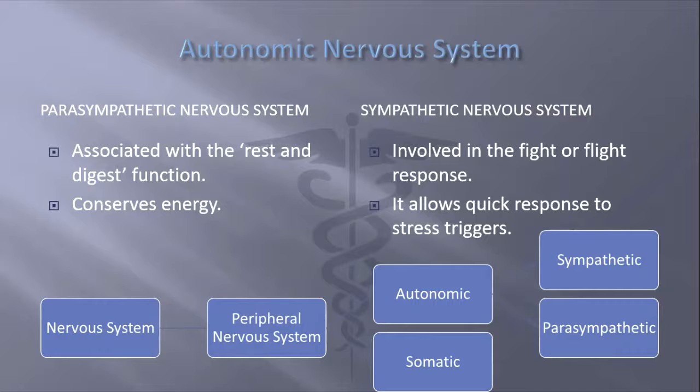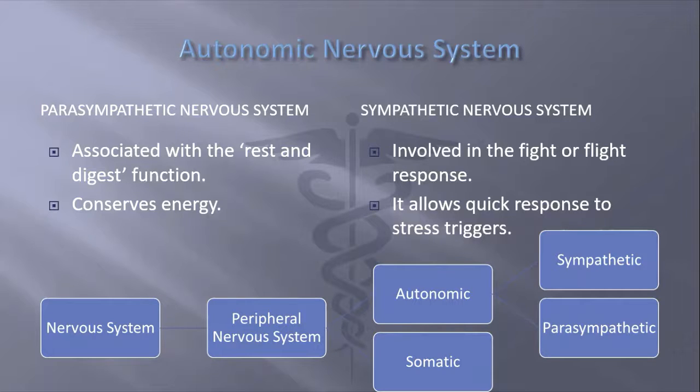We're going to be comparing the parasympathetic nervous system versus the sympathetic nervous system. The parasympathetic nervous system is associated with rest and digest. It acts to conserve energy. In some of the functions, it can allow constriction of pupils, slow the heart rate, and allow digestion to occur.